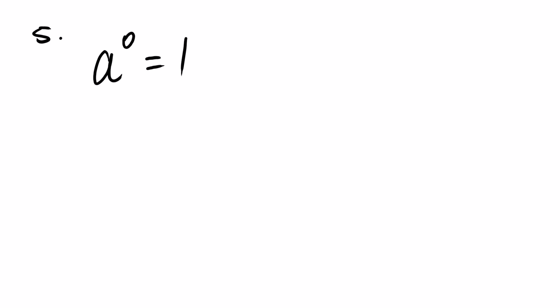The next law is the law which is associated with exponent 0. So anything to the 0 power is always 1. So a to the power 0 equals 1, if and only if a is not 0. So 0 raised to the power 0 is not 1.